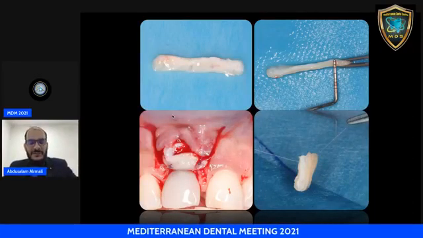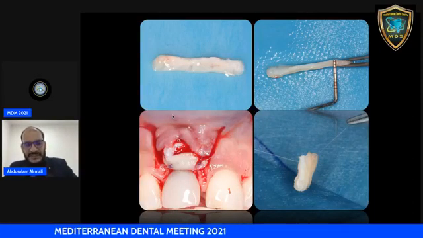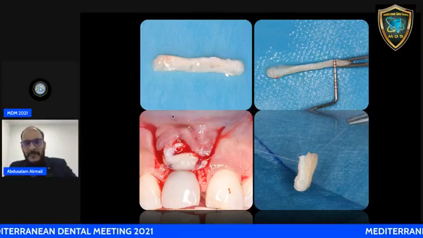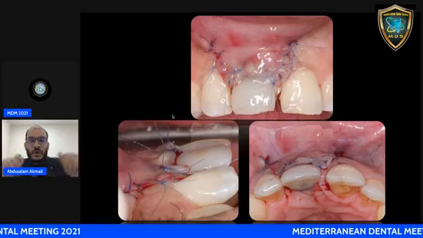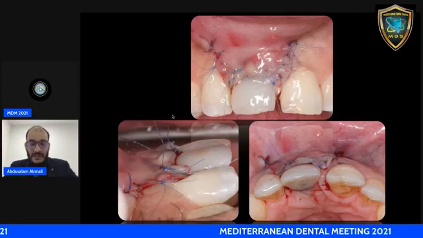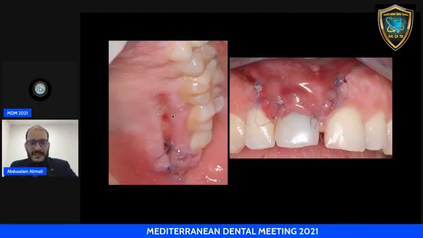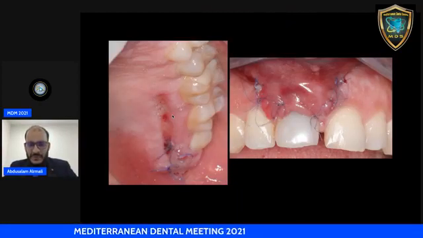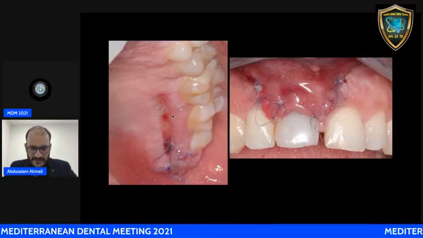Okay, after that you harvest the connective tissue, suture it at the base of the interdental papilla, mesial and distal, and coronally advance the flap in coronal direction. And this is the result after 2 weeks. We keep the suture until 2 weeks, sometimes 3 weeks.